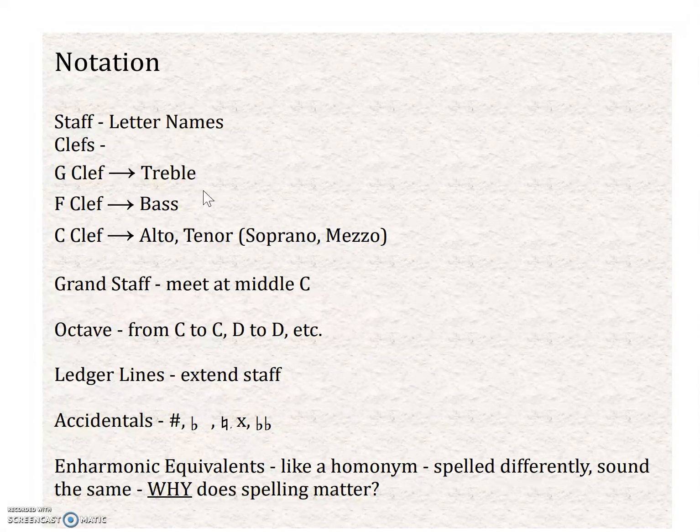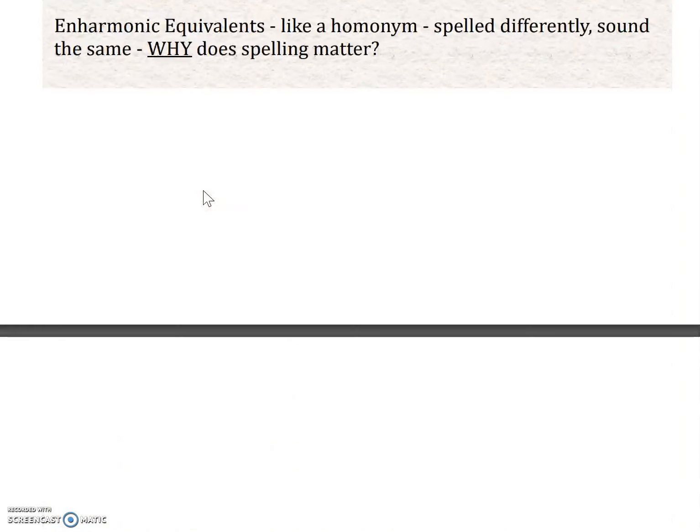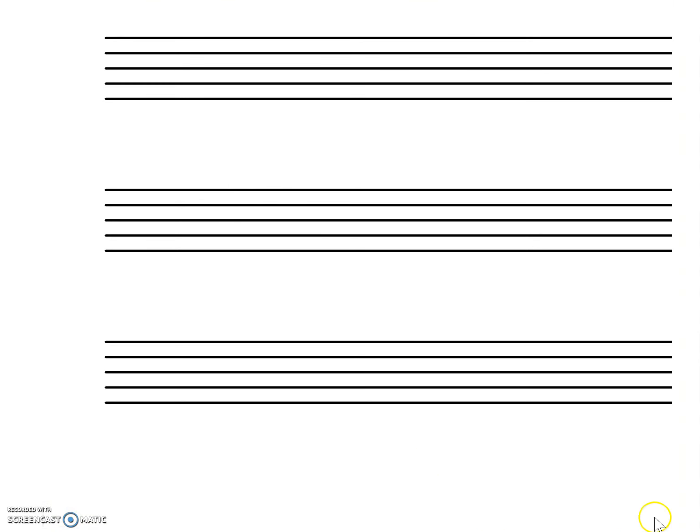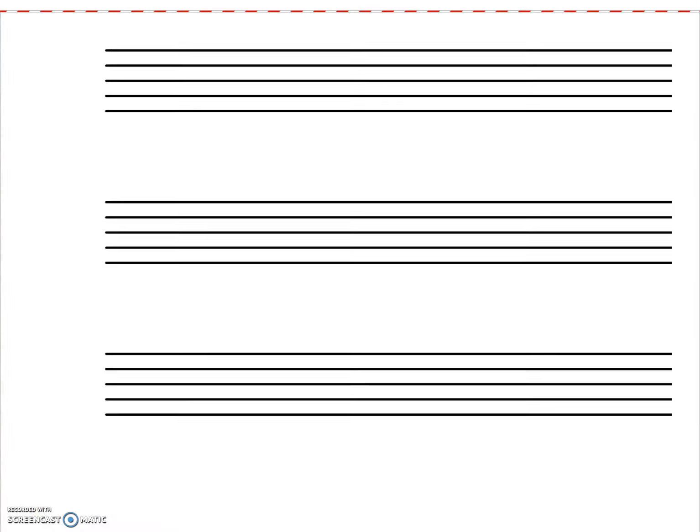Accidentals. You can copy. It's sharp, flat, natural. The X is a double sharp. We'll talk about that. And the 2 flats are a double flat. So these are called, when they sound alike but they're spelled different, enharmonic equivalents. It's like a homonym. Things are spelled differently, but sound the same. Why does spelling matter? Let's see if we can answer that. First, by looking at all of these accidentals in play.